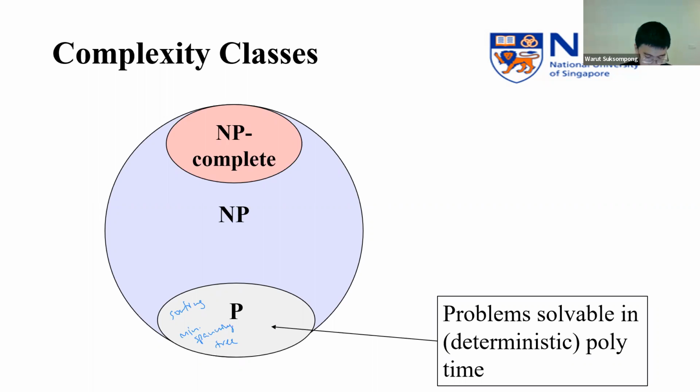Or what else? Longest common subsequence can be done by dynamic programming, or fractional knapsack can be done by a greedy algorithm. So all these problems are in P. They can be solved in time polynomial in the size of the input. So we know several problems in P already.